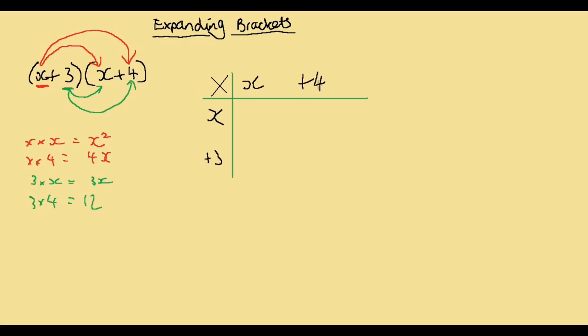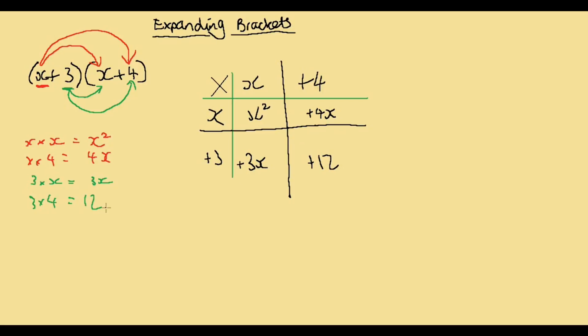So what calculations do we do? Well, we're going to create our columns and rows on this particular table, and we're going to fill it in. So here becomes an x squared, here becomes a 4x, here comes a 3x, and the last one is 3 times 4, which is a 12. There we go, x squared, 4x, 3x, and 12. Both ways are the same, but the last bit of tidying up we need to do is to simplify what all this means.